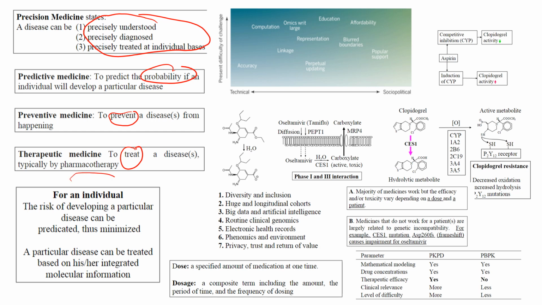When it comes to individuals, the risk of developing a disease, the idea is since we can predict it based on genetics, we can minimize it. And a disease can be treated based on, it says, molecular information. It means DNA or genetic code, right? Based on your genetics, we know this is going to happen, and based on genetics, we know what medicines will work the best, or at least that's the goal of personalized medicine, which is a pretty tough goal.